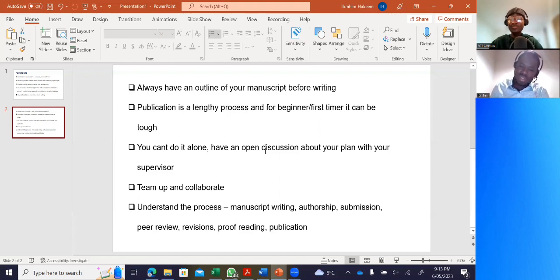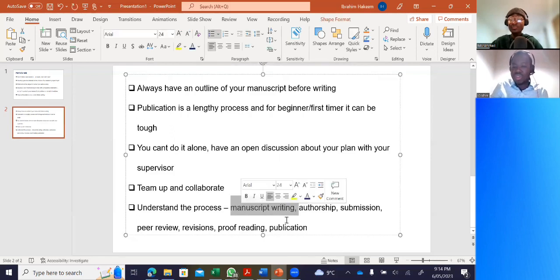Last but not least, you need to understand the process. If you don't understand the process, you don't know what exactly it entails and what you need to do. So what is even publication? We keep saying publication, publication, publication. What is it? It's a lengthy process and it involves several stages. Let me start from manuscript writing. I think manuscript writing is not even the first stage of the publication journey. The first stage is the ideas, building up the ideas.